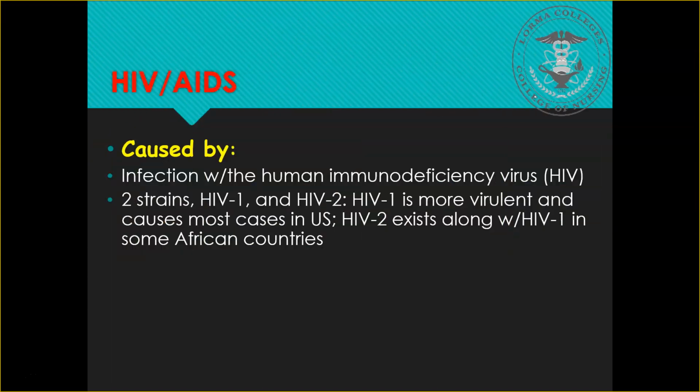AIDS is caused by HIV. There are two strains, HIV-1 and HIV-2. HIV-1 is more virulent. Ibig sabihin, mas matapang po siya. It's actually the one that's existing in the United States. And HIV-2 exists along with HIV-1. Doble-doble yung sa kanila. And this is very much found in most African countries.